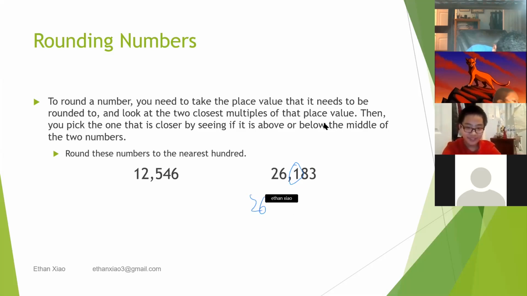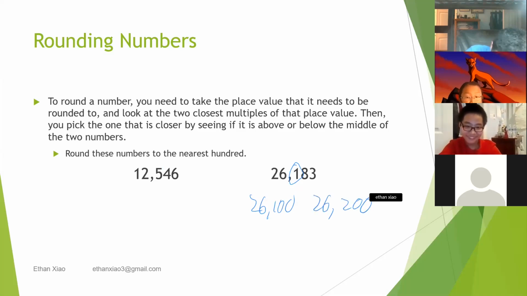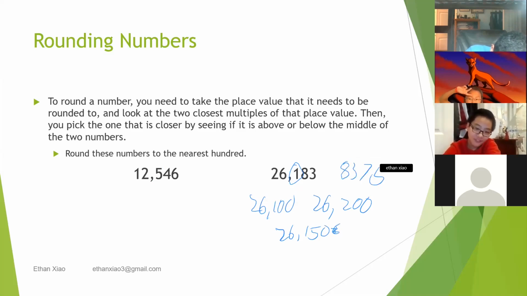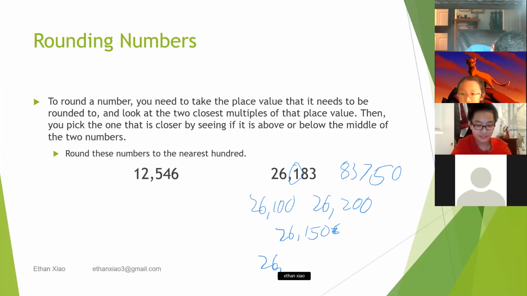So 26,100, since you change everything after the hundreds value to 0, then 26,200, since we just add 1 to that. The middle is 26,150, and we know that 83 is greater than 50, so we actually round to the second number, which is 26,200.